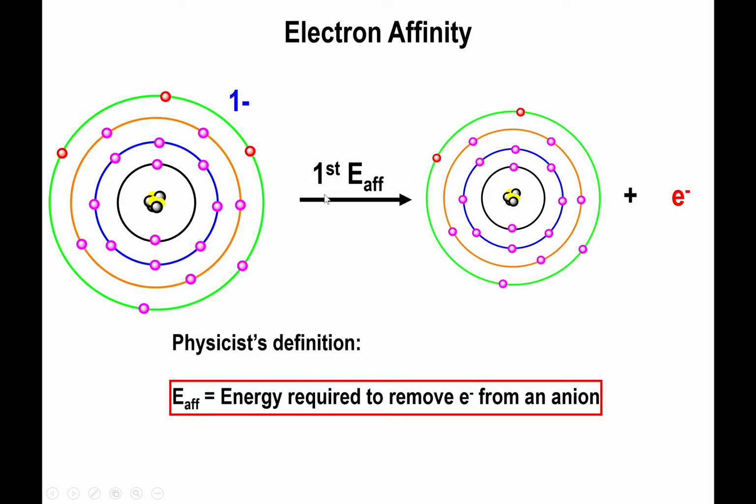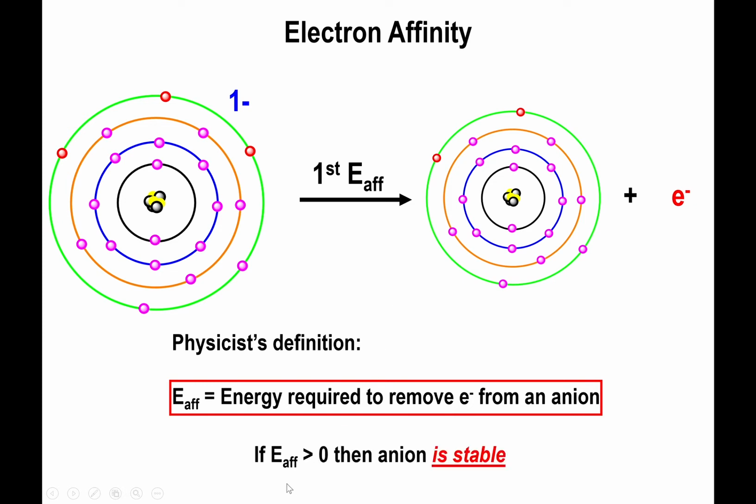But if we were dealing with the second electron affinity, we'll start with a 2 minus anion yielding the 1 minus anion. Much like ionization energy, you're going to have a change of a 1 charge from reactant to product, but you start from anions in the case of electron affinity. And this is the physicist's definition: the energy required to remove an electron from an anion, which works pretty well for what we're going to be doing here in terms of calculations.